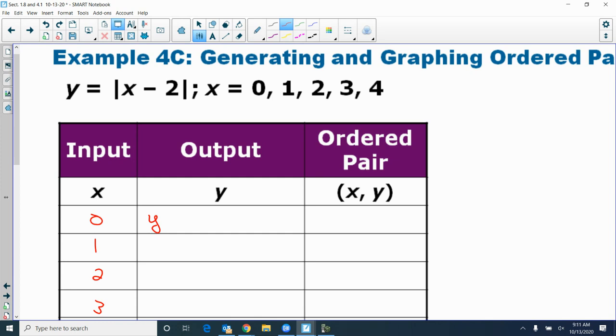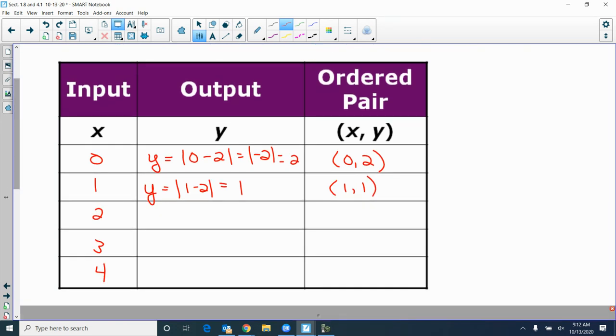Okay. All right, so when you plug in 0, y equals the absolute value of 0 minus 2, which is the absolute value of negative 2. Well, what's the absolute value of negative 2? It's always positive, it's 2. So that gives me the point 0, 2. So make sure you have that point. Y equals the absolute value of 1 minus 2. Well, what's 1 minus 2? That is negative 1. What's the absolute value of negative 1? It is 1. So that gives me the point 1, 1.